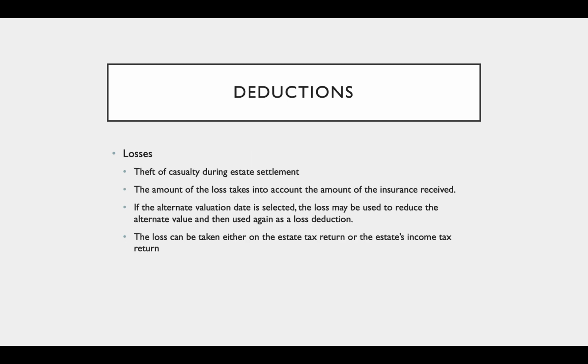Losses are also deductible. These include theft or casualty during estate settlement. And the amount of the loss takes into account the amount of insurance received. So if I'm compensated for that loss, I can't also take a deduction. If the alternative valuation date is selected, the loss may be used to reduce the alternative value and then used again as a loss deduction. The loss can be taken either on the estate tax return or the income tax return, but not both.